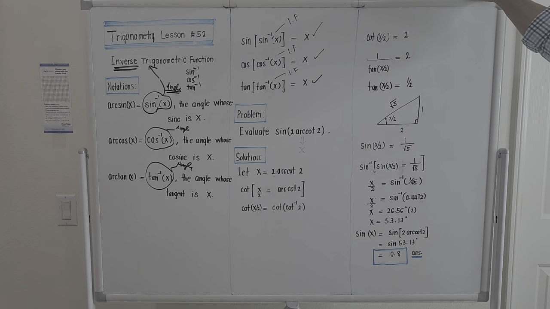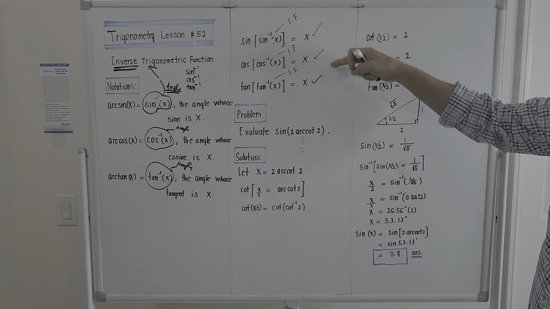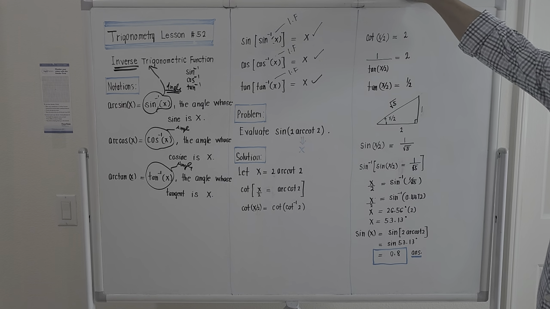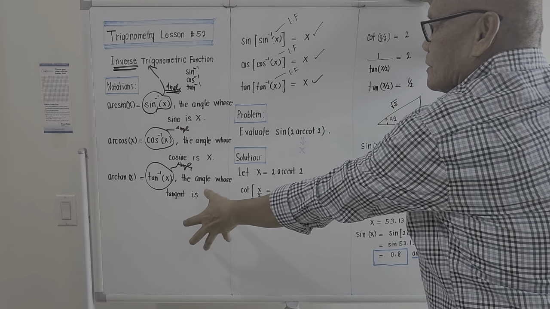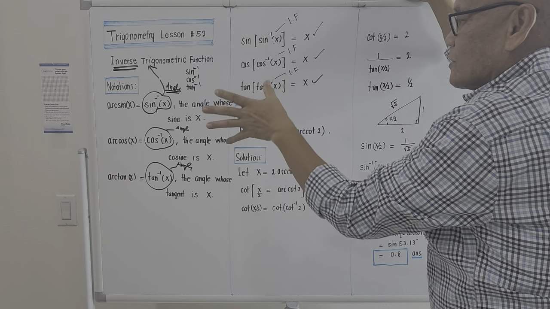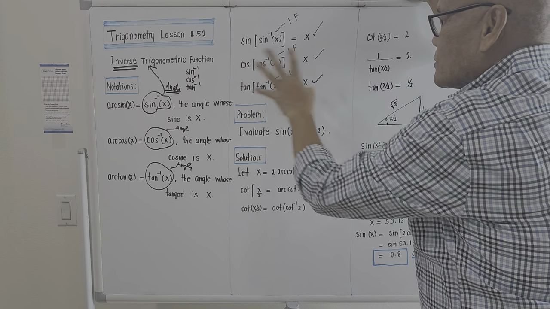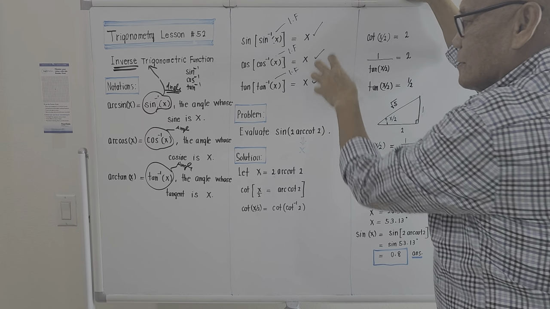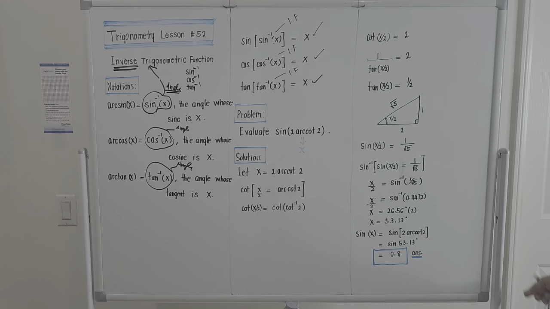Okay, let's try to bring out an illustrative example using these concepts here. These three concepts. These are just notation, but the three most important concepts under inverse trigonometric function are these three here. Okay, let's try to bring out an example problem.